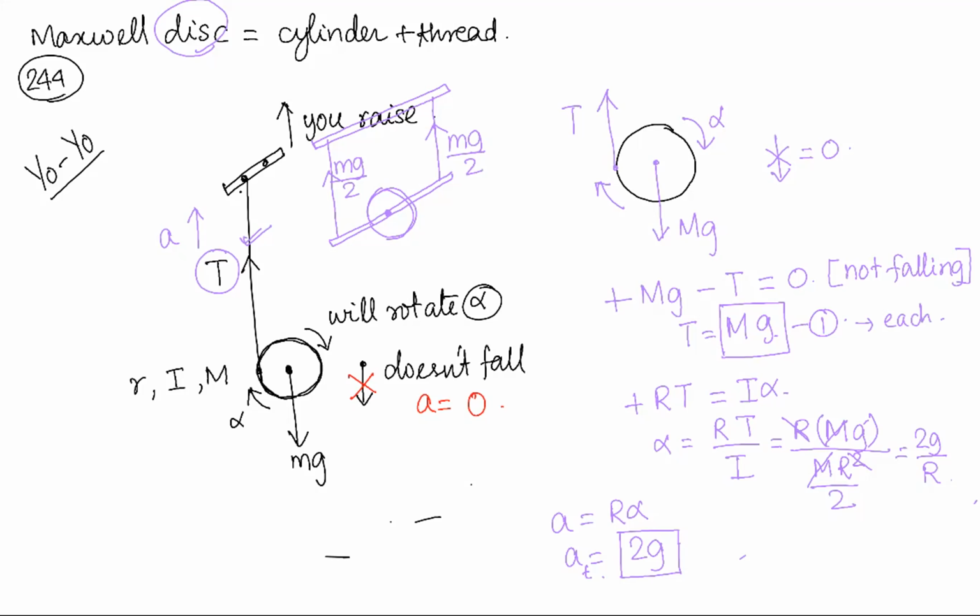I have always suggested that you should find out the acceleration in the general terms, r into t divided by I, and later on put the values. In fact, you can just put this value that t is equal to mg. So you can write alpha is equal to r into t. So instead of t, you can write mg divided by I, and therefore a is equal to mg r square divided by I. You can write it like this, okay? So that's the solution to 244. Let's go ahead.